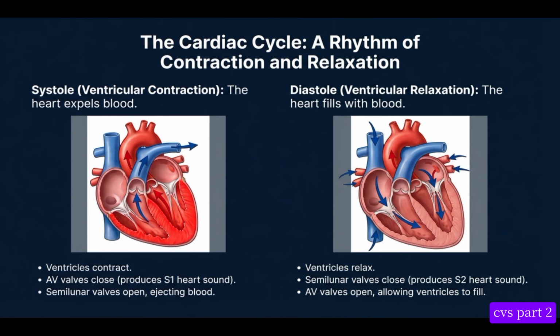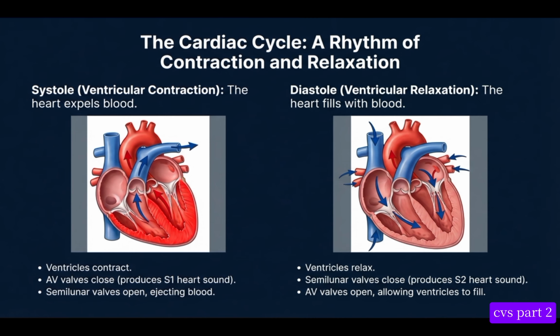So in the heart, we have the atria, and the atria are divided into two, the left atrium and the right atrium. We also have the ventricles, and the ventricles are divided into two, the left ventricle and the right ventricle. The atrium and the ventricle are separated by valves, and these valves are known as the atrioventricular valves.